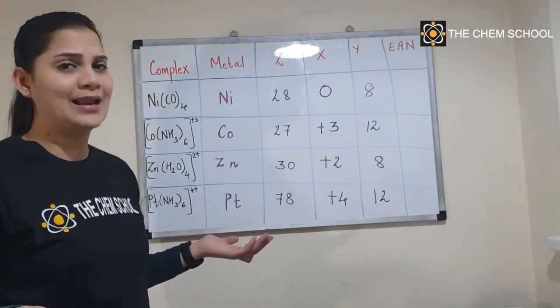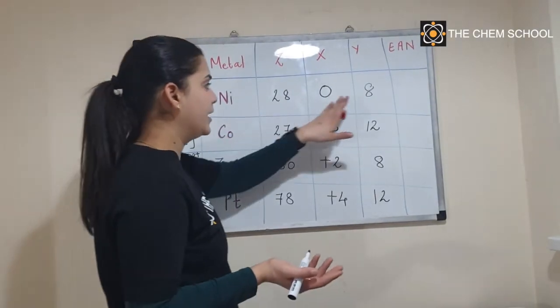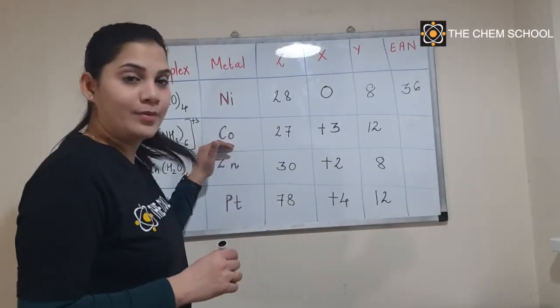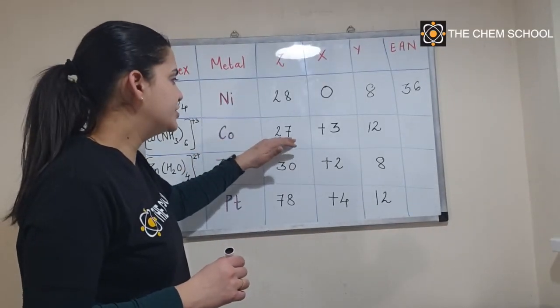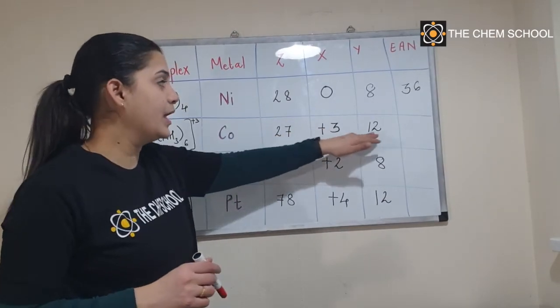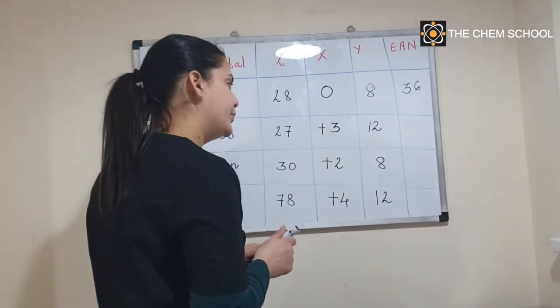Okay, now the calculation is going to be very simple. 28 plus 8, that is going to be 36. So the next complex, cobalt, have a look. So it is 27, subtract 3, that is 24, then plus 12, you will get 36.